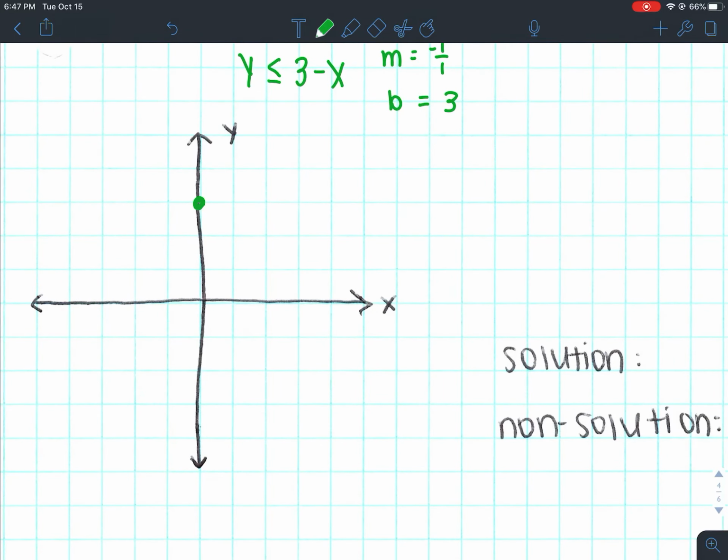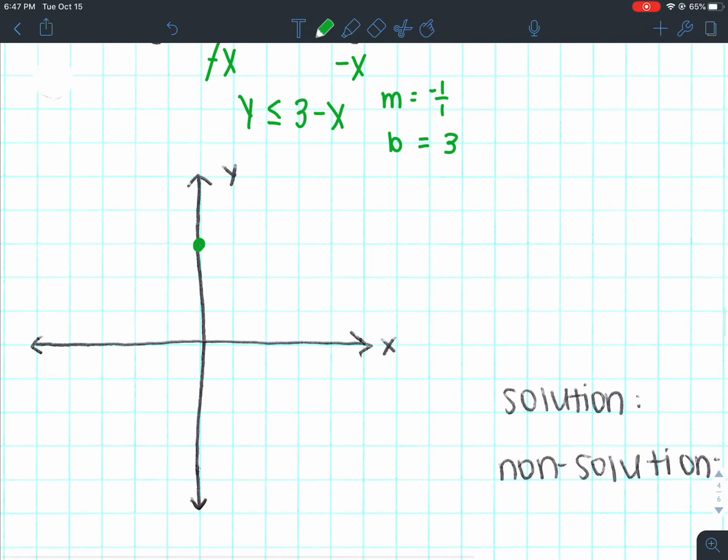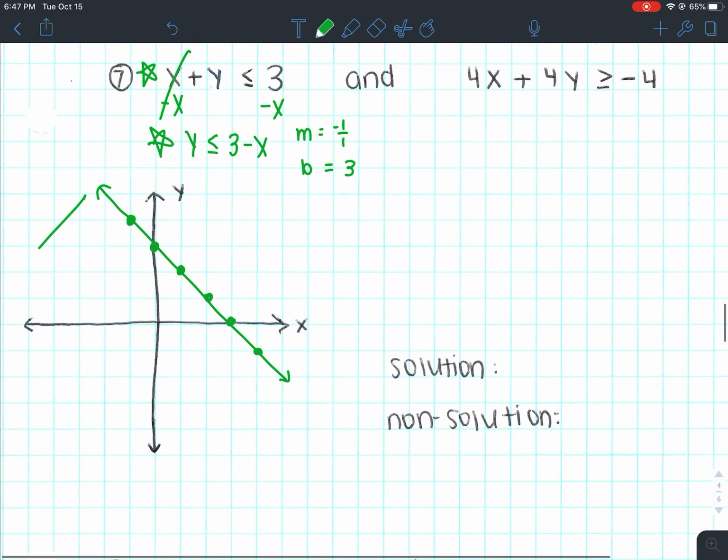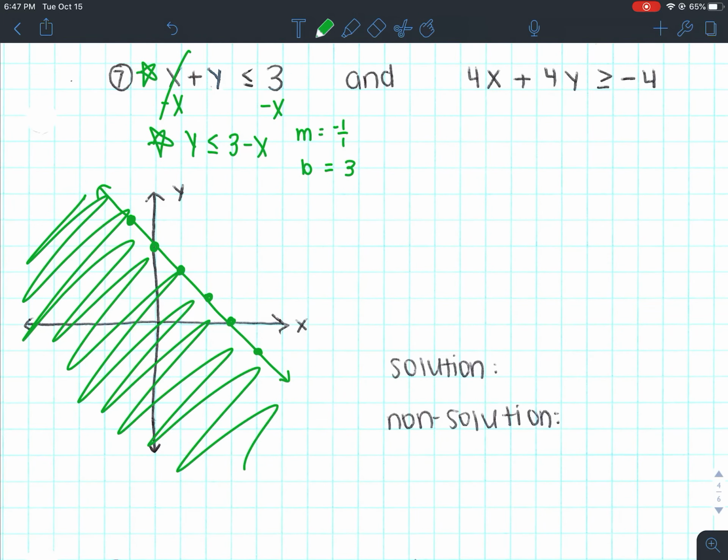So +3 is my y-intercept. And then my slope is -1, so down 1 and to the right 1, down 1, right 1. And again, I would do as many points as you can. And this is going to be a solid line because there is an equal to symbol here. Okay, and I'm going to shade below because it is less than.